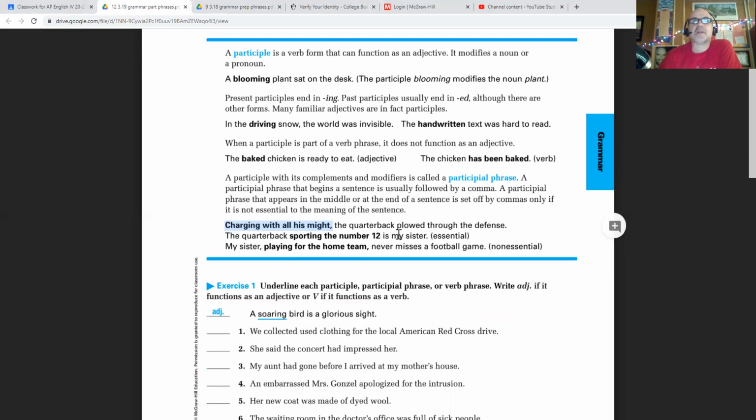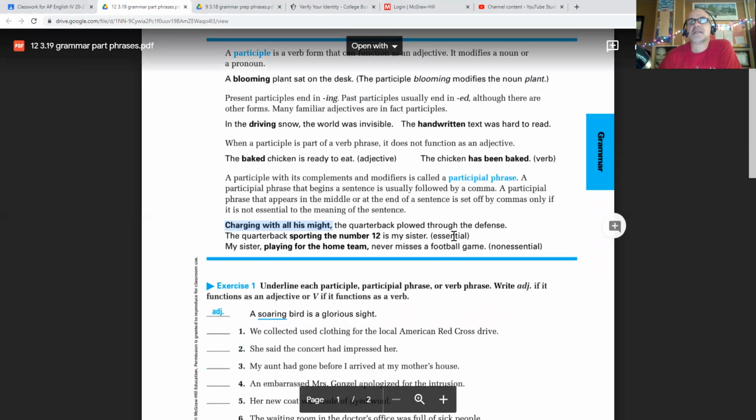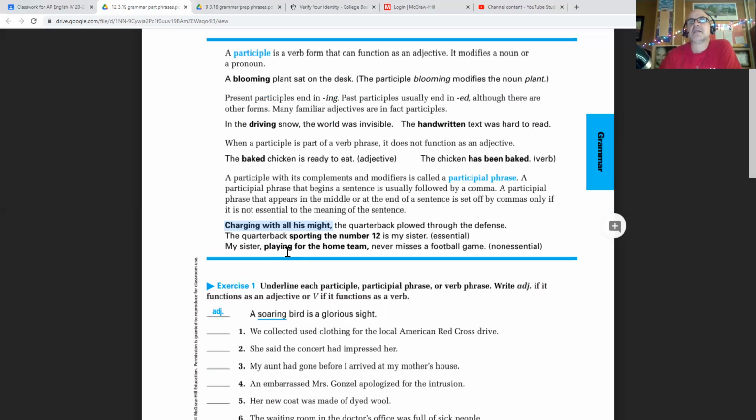The quarterback, number 12, is my sister. That's essential, right, to the sentence. So it's not set off by commas. My sister, playing for the home team, never misses a football game. We would call that non-essential, as in it's just extra information. Okay, you could still say my sister never misses a football game. All right, that's kind of a judgment call, but that's the general rule.